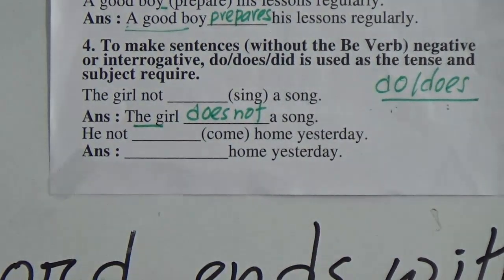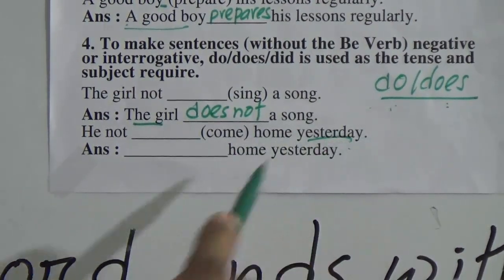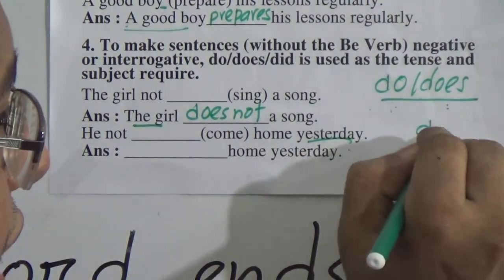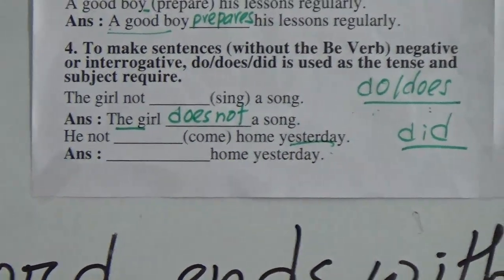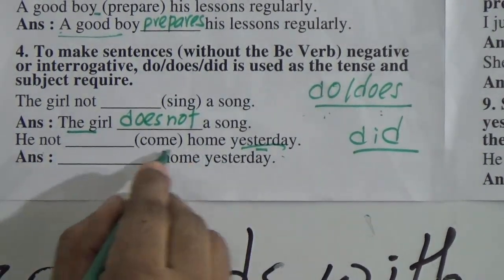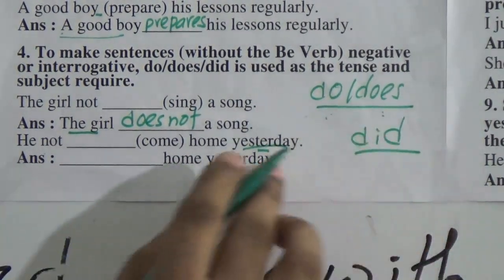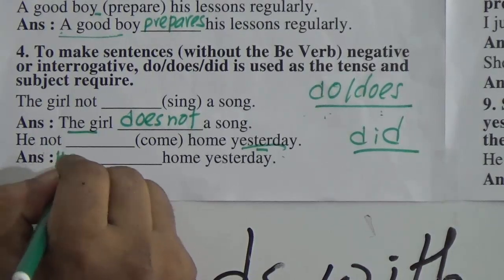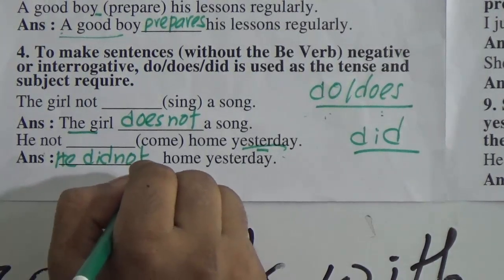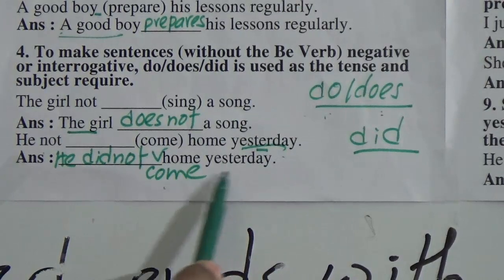Look at the second sentence. He not come home yesterday. Yesterday indicates past indefinite tense. So what do we add? We add did in past indefinite tense. We have to make it negative in past indefinite tense, so we add did. He didn't come. So the answer will be, he didn't come home yesterday.